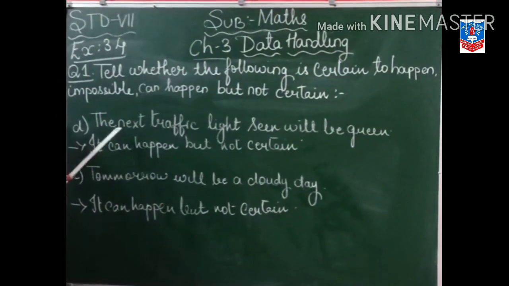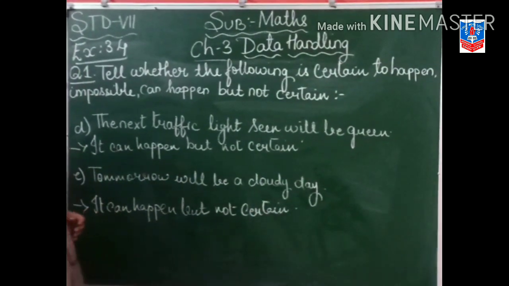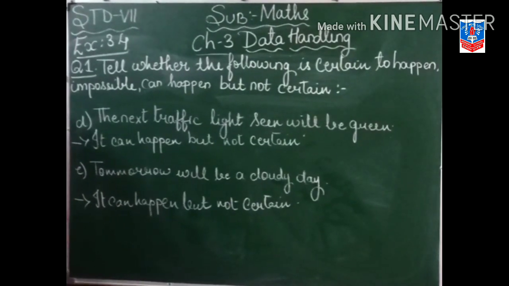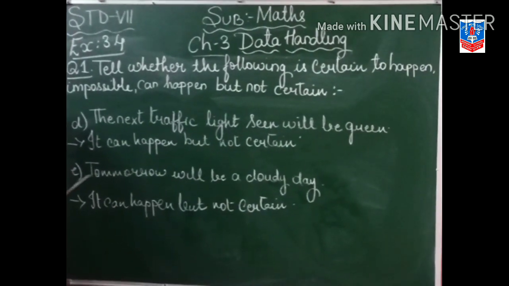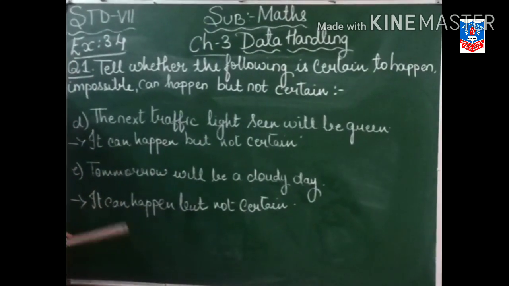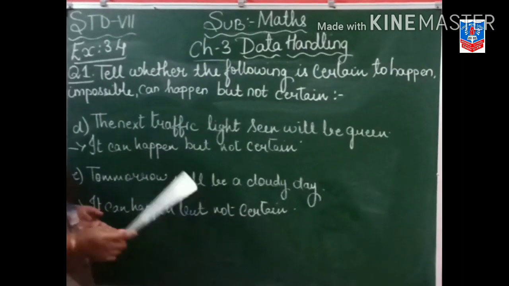D. The next traffic light seen will be green. So what will come? It can happen but not certain. Next is, tomorrow will be a cloudy day. Same answer. It can happen but not certain.